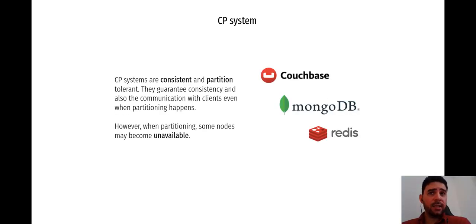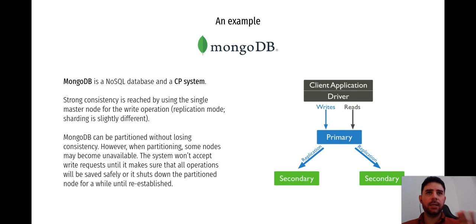Also, we have a CP system. CP systems are systems that are considered consistent. So again, you can read after the last write, you get the same data back. And partition tolerant. They guarantee consistency and also communications with clients even when partitioning happens. However, when partitioning happens, some nodes may be unavailable because, as you can see in the example with MongoDB here, let's understand how the CP system works.